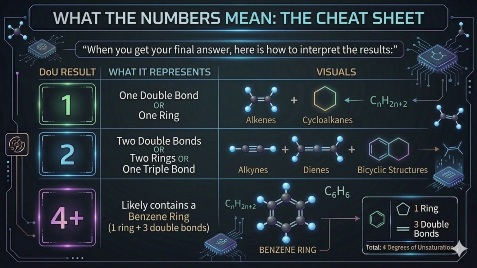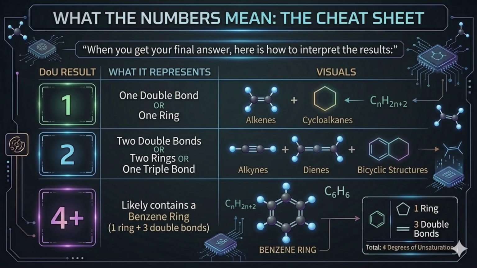The final result tells you exactly what you can build in your molecule. Let's look at your cheat sheet. If your DoU is 1, you have 2 main options. You can have 1 double bond, like an alkene, or 1 ring, like a cycloalkane. Either one of these structural features costs exactly 1 pair of missing hydrogens. A DoU of 2 gives you more variety. This could mean 2 double bonds, a diene, 2 separate rings, or 1 triple bond, an alkyne. A triple bond is a double unsaturation because it contains 2 pi bonds.